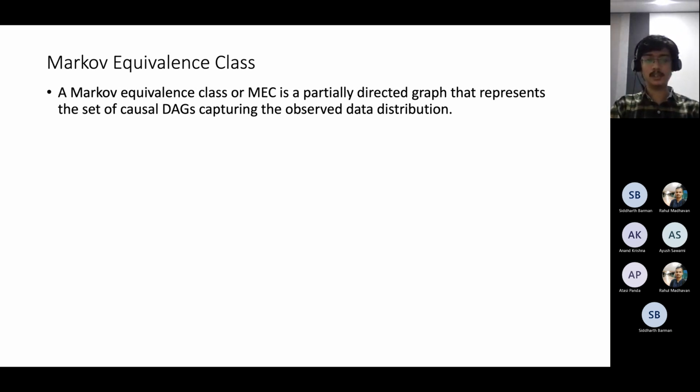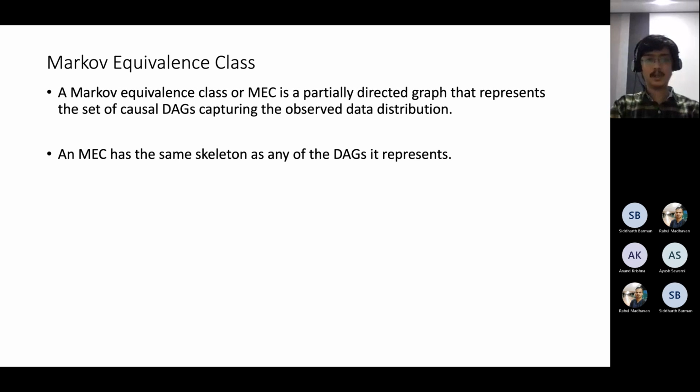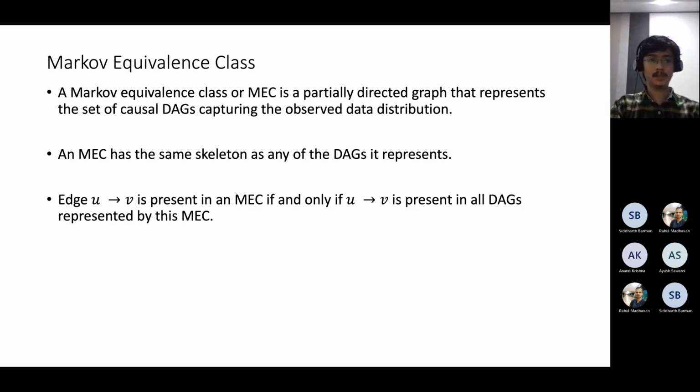Okay, so let's discuss now what the structure of a MEC is. A MEC has the same skeleton as any of the DAGs it represents. This means the set of adjacencies is exactly the same as in any of the DAGs. And a directed edge from U to V is present in a MEC if and only if it is present in all the DAGs that the MEC represents.